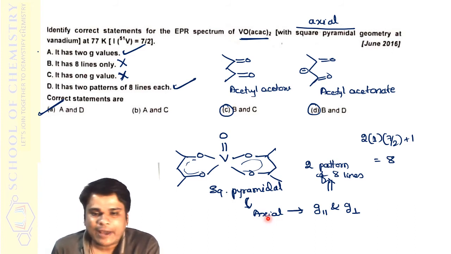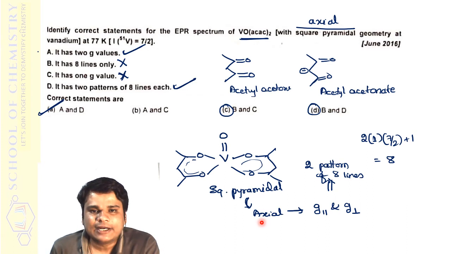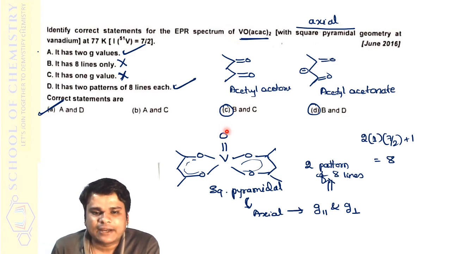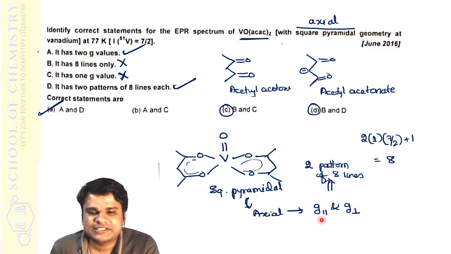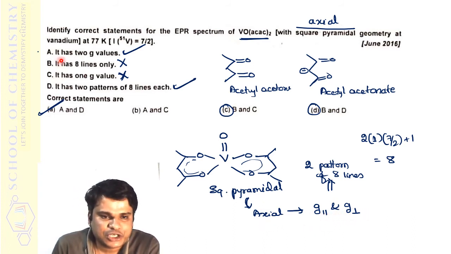So square pyramidal geometry, or in technical terms if I have to say, if it is of C4v kind of symmetry, or even we can say in this case C2v sometimes, all those will result in an axial spectrum. Easily you can identify that. The thing is that the environment is one particular way in this plane, whereas the environment is different in this plane. So therefore an axial spectrum is expected. Axial spectrum means, as we have seen earlier also, 2 g values are possible, that is g parallel and g perpendicular.